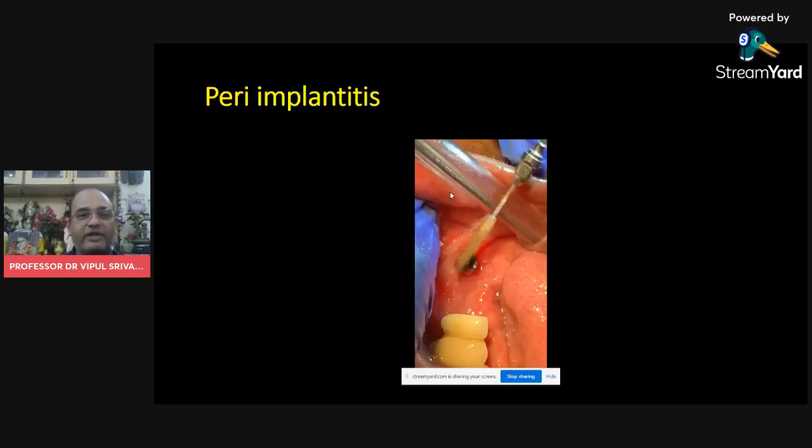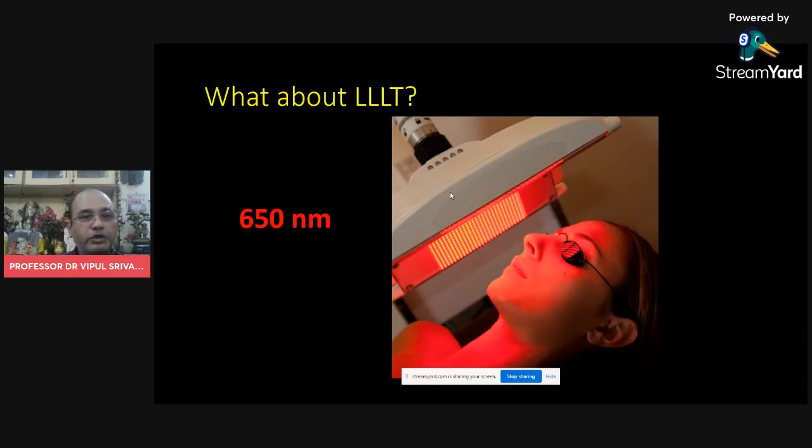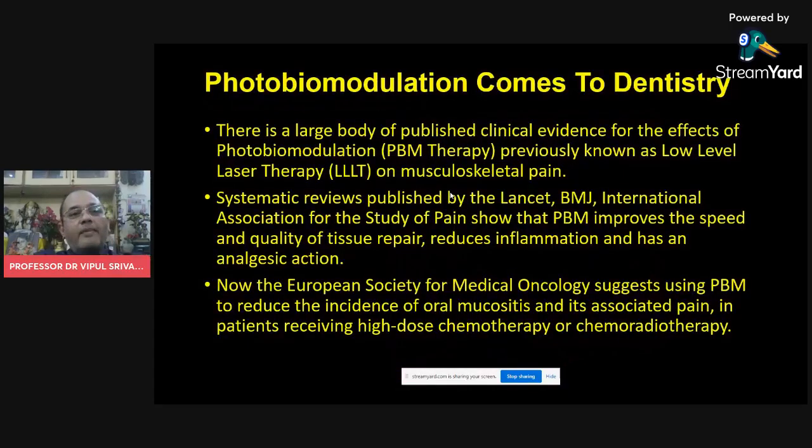What about 650 nanometer? This is a red light, and I took this particular screenshot from Thor company's website and marketed on Google. The 650 nanometer wavelength is excellent for healing. So photobiomodulation, like I told, we will be talking about in more detail later on.